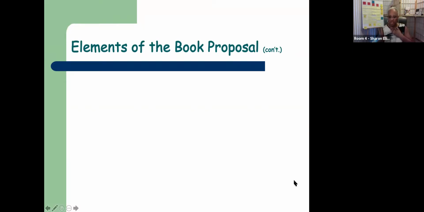One question that did come up in the agent panel was, what if there are different templates that publishing companies are asking for? Do I have to do a new proposal for every publishing company? And the answer is not necessarily.